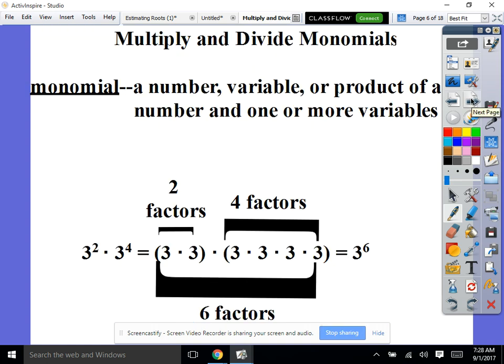All right, your vocabulary: a monomial is a number, a variable, or a product of a number and one or more variables. We will also later refer to it as a term when we get into algebra.